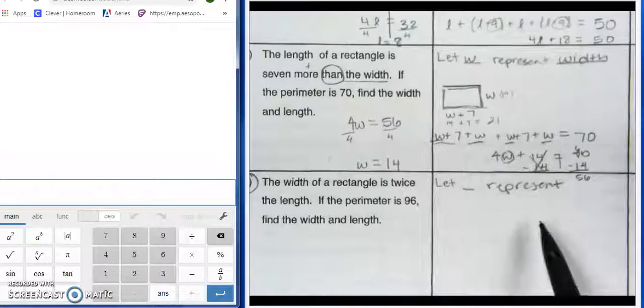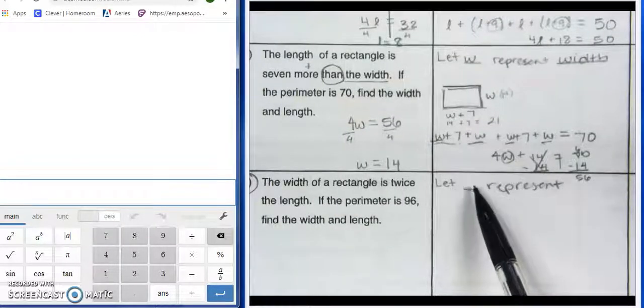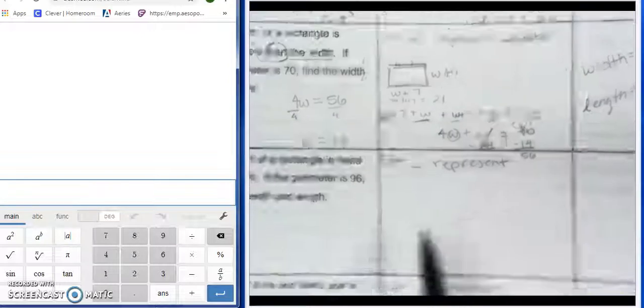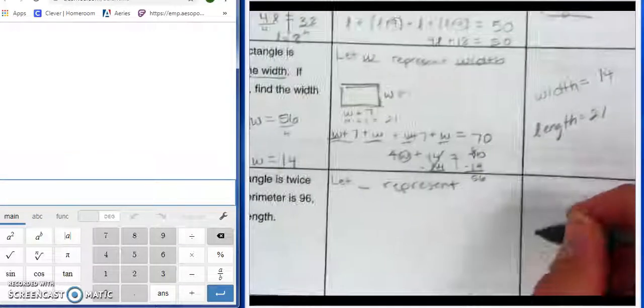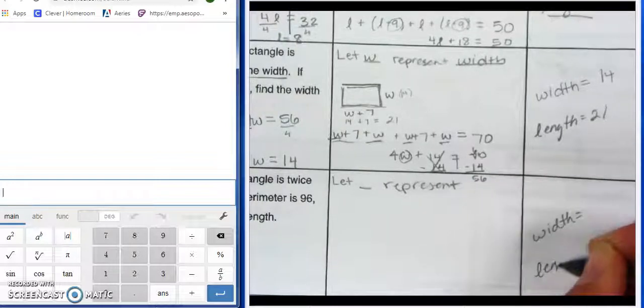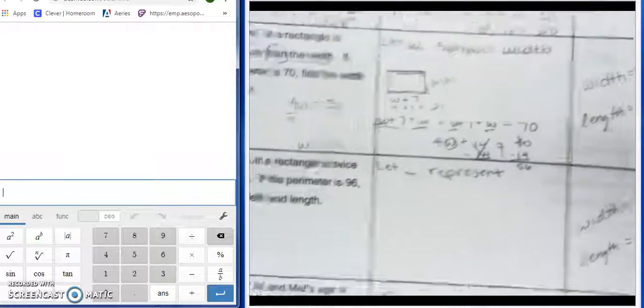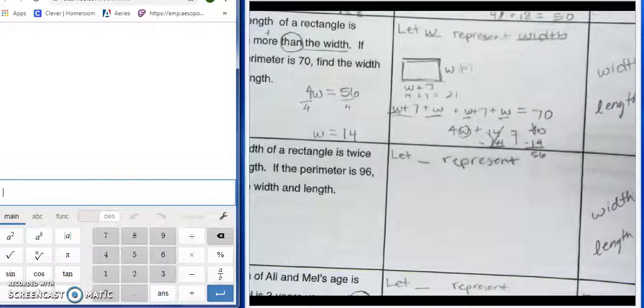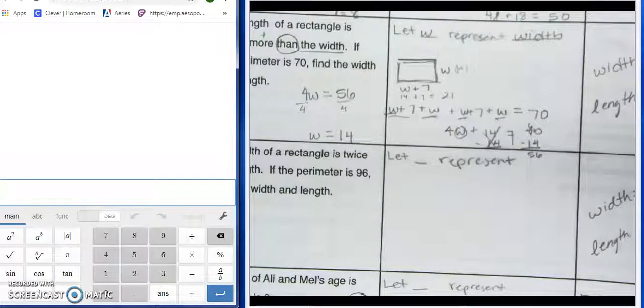All right, go ahead and try number 3 completely on your own. See if you can figure out what to let what represent what, and see if you can find, looks like this one's the width and the length. So again, on the side, you can just write width equals and length equals. If you want to, you can pause the video now and ask for help if you need help with setting that one up. Otherwise, on to number 4.